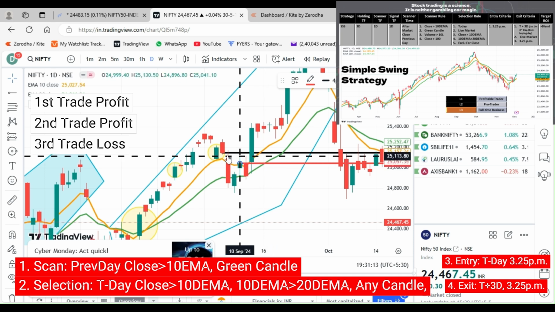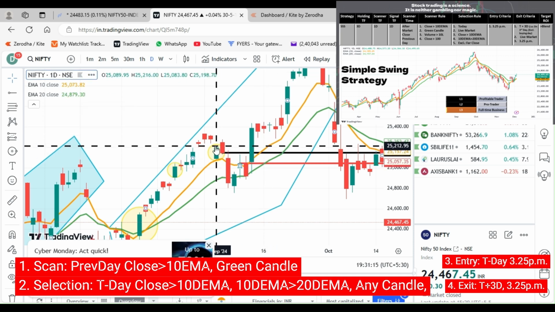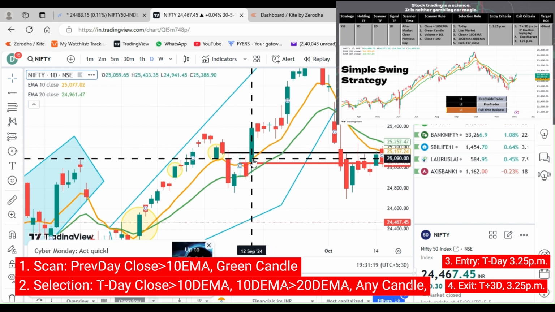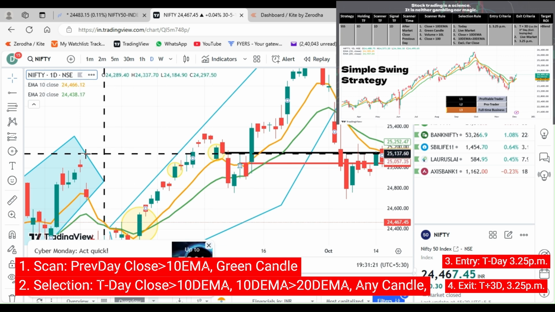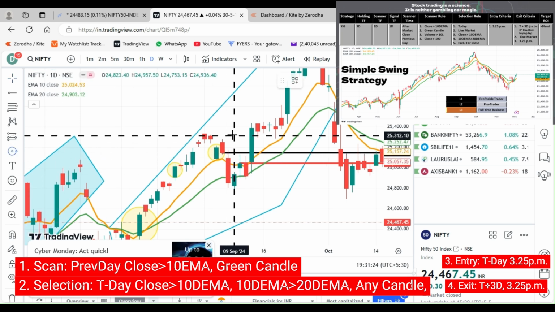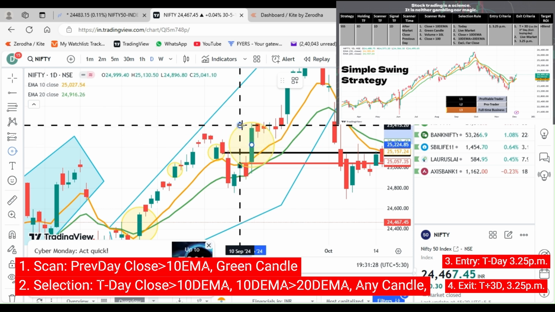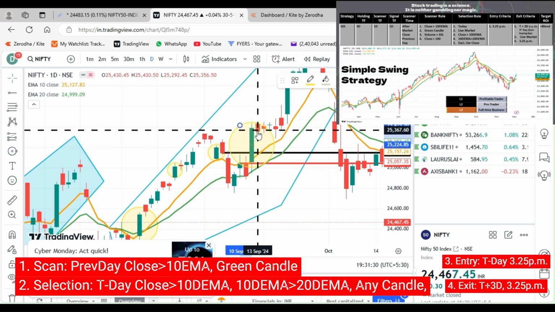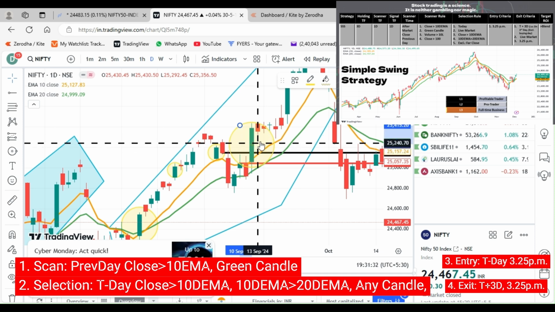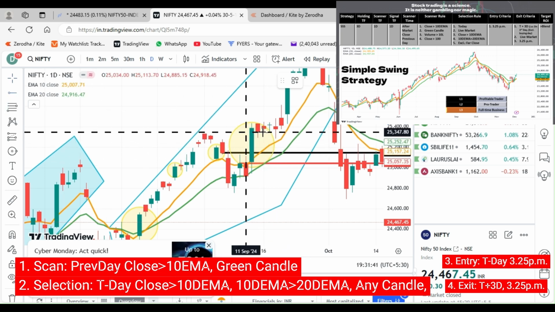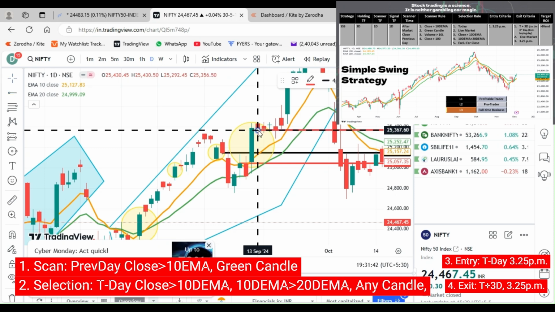The fourth trade is immediately on 12th of September. The candle is green and the candle closure is above the 10 EMA line, the orange line. So that is the screening rule. Then immediately the next day is the selection rule. Again the candle closure around 3:25 p.m. is above the 10 EMA line and the 10 EMA is above the 20 EMA. So I will straightforward buy at that closing price the next day.